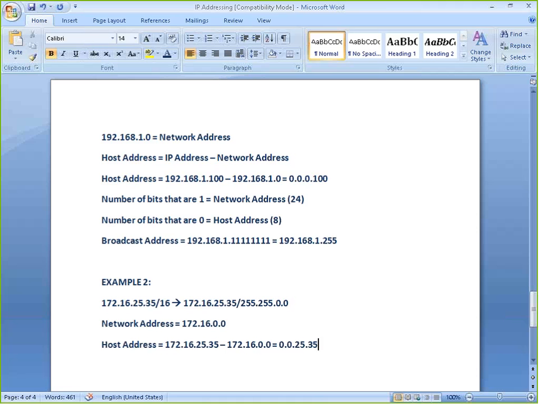Based on our previous example, can you tell me how many bits out here are the network bits and how many bits are the host bits? Try to guess it or try to work on it. You need to tell me how many bits are the network bits and how many bits out of these are the host bits.